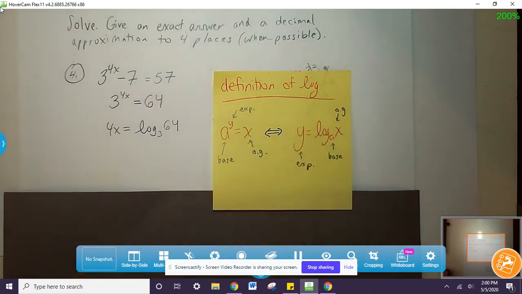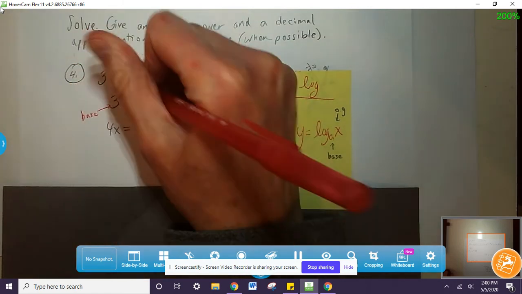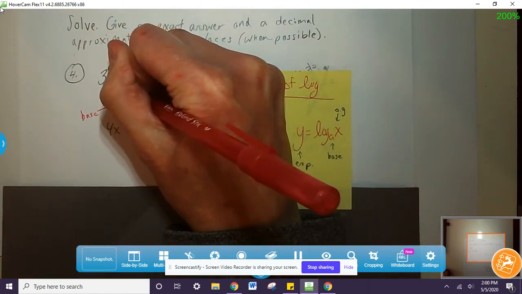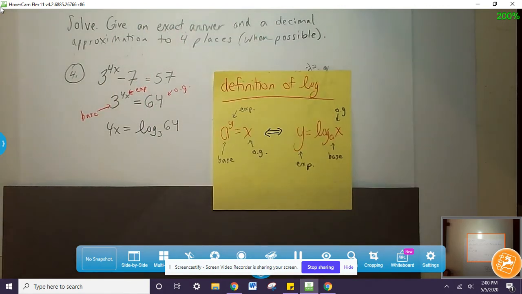So if you find it would help you to label these as base, exponent, and other guy, because we haven't done that in a few days, feel free. But if you don't need to, you can just go ahead and rearrange into the logarithmic form.